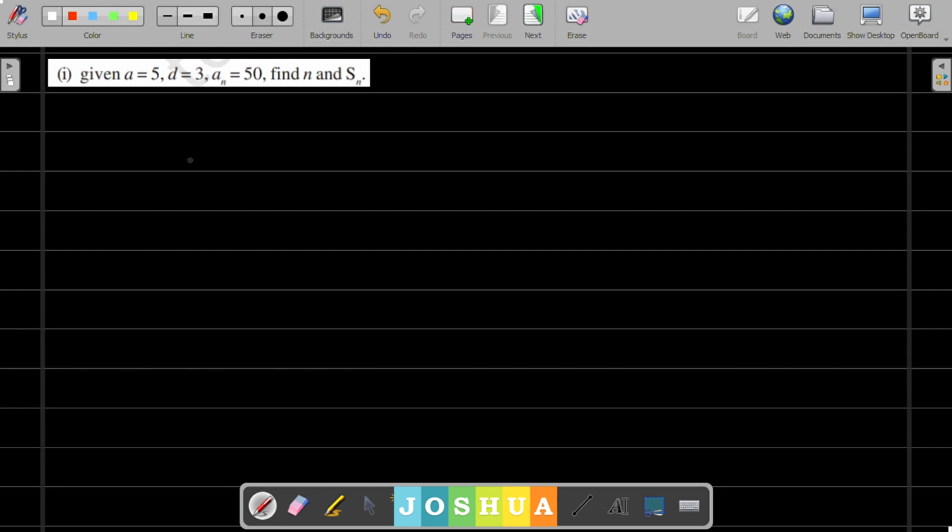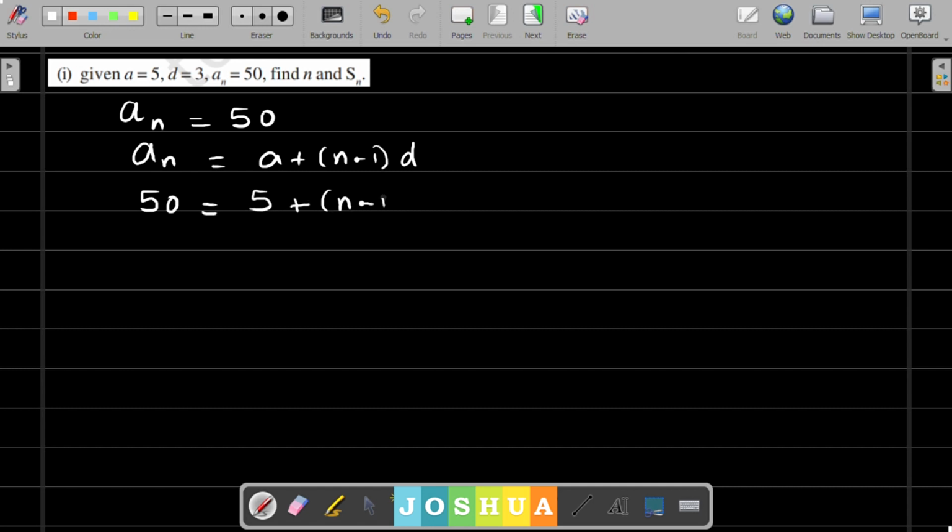Given a equal to 5, d is equal to 3, an is equal to 50, find n and Sn. So what is available here is, first, I am taking an is equal to 50 given here. I know the formula for an is equal to a plus n minus 1 times d, and the value of an is 50 and a is given already, 5. n we have to find out, n minus 1, d is 3. So when you expand this part, 5 plus 3n minus 3 is equal to 50.